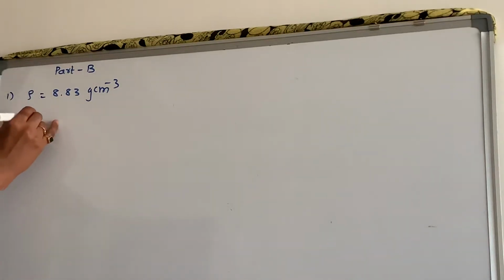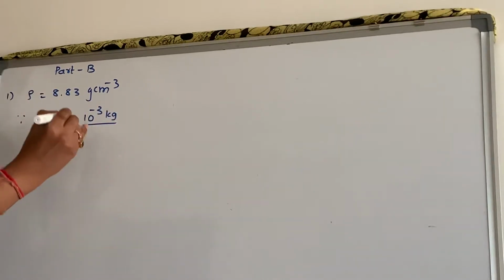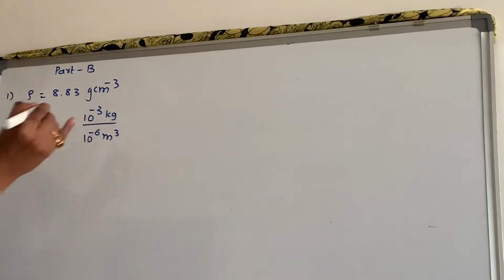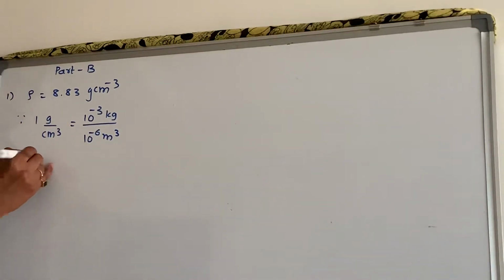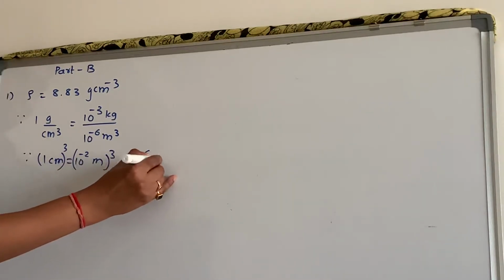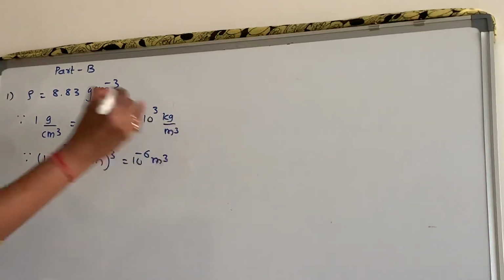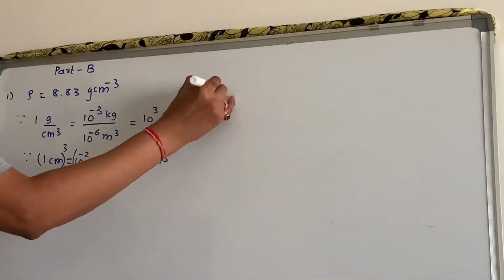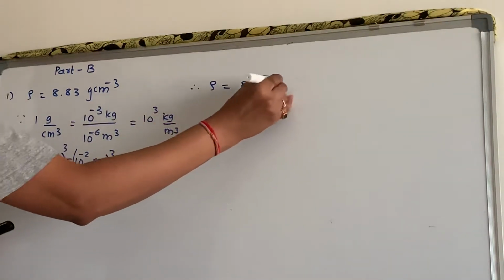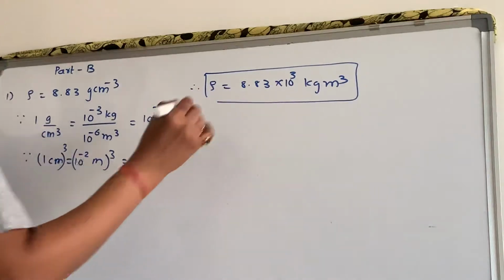Now since we know that 1 gram per centimeter cube, 1 gram is 10 raised to minus 3 kg, and this is centimeter cube, means 10 raised to minus 6 meter cube. Now, we have 1 centimeter is 10 raised to minus 2 meter. The cube of the whole term gives 10 raised to minus 6 meter cube. So this comes out to be 10 raised to 3 kilogram per meter cube. Therefore, density of substance is 8.83 into 10 raised to 3 kilogram per meter cube. This is your first numerical.